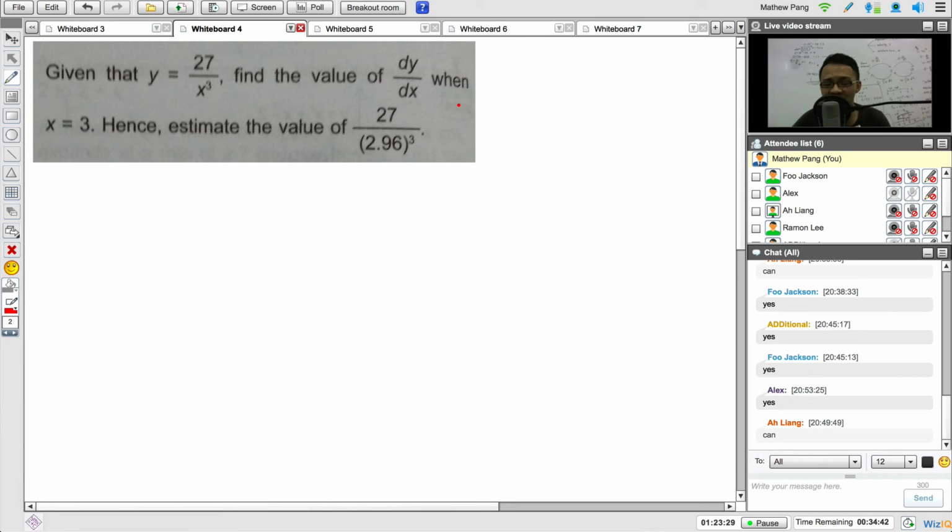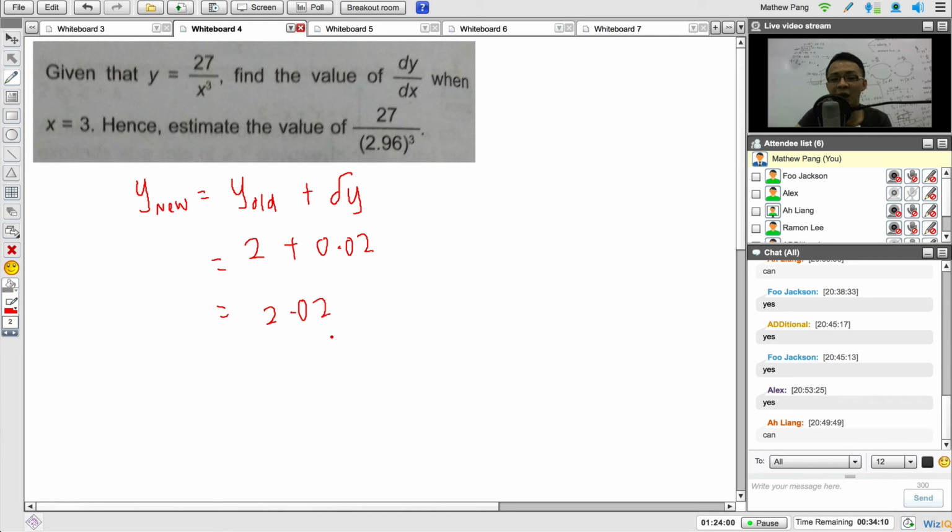But before that, approximation has its own formula. The formula also makes a lot of sense. I want to get the new y value. I must take my old y value plus my change of y. Is it very make sense? So let's say my old y value is 2, my change of y is 0.02, so 2.02 is my new y value.